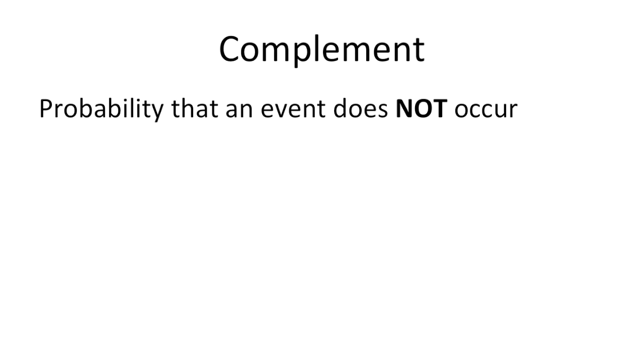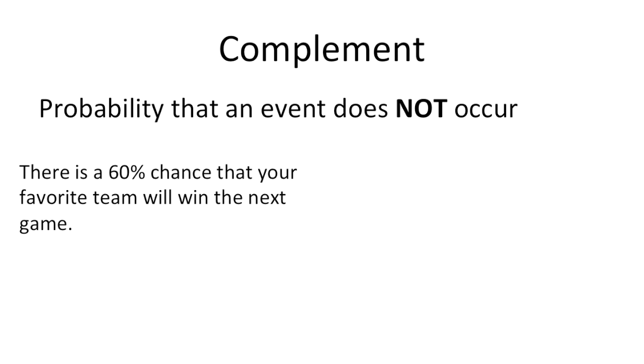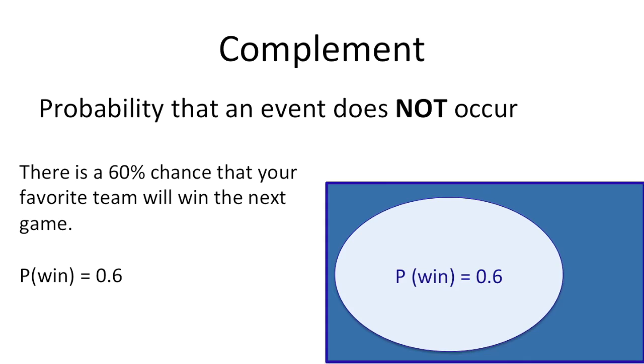Let's look at an example. There is a 60% chance that your favorite team will win the next game. P of winning equals 0.6. So we've started by converting the percentage into a proportion or a probability. If P of winning equals 0.6, then P of not winning, or the probability of losing, equals 1 minus 0.6, which equals 0.4. This is the dark blue area in this chart.